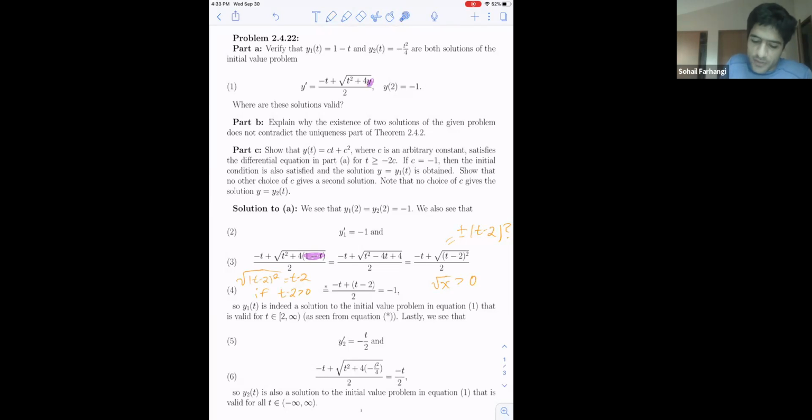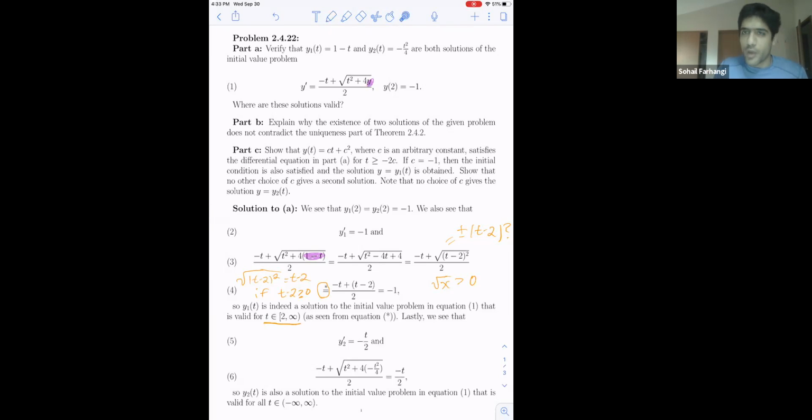And if it is equal to t minus 2, then negative t plus t minus 2 is negative 2. And then if you divide that by 2, you get negative 1. So y1 of t definitely satisfies the initial value problem. We see that as long as t minus 2 is bigger than or equal to 0, that's what's going to allow this equation star to be true. And that's going to happen when t is in the interval 2 to infinity. So that is the interval on which y1 is a solution.